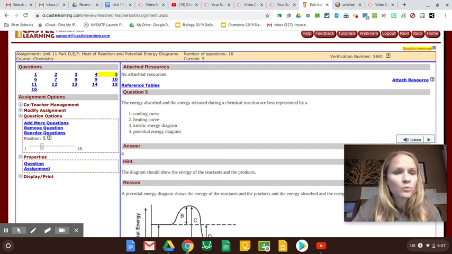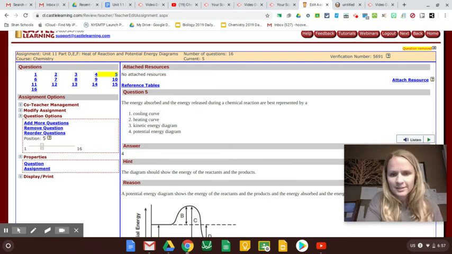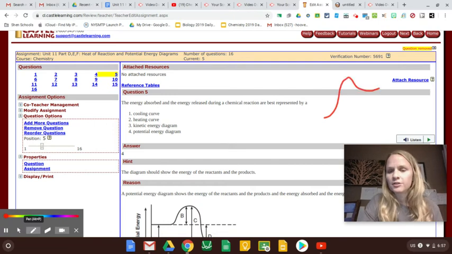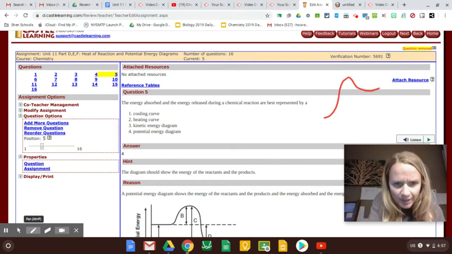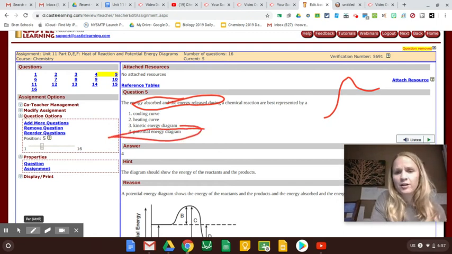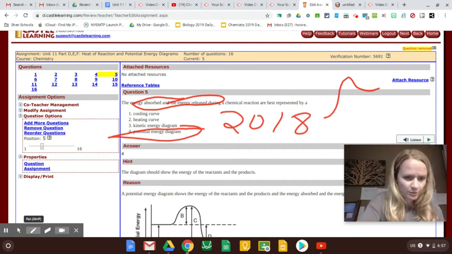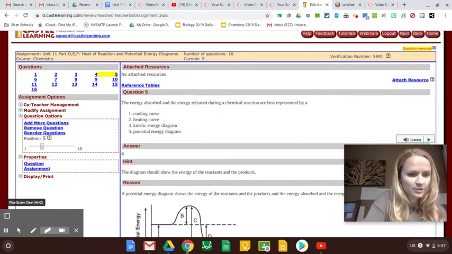Okay, so this is more help with Unit 11 Part D, E, and F CASTLE learning. So question 5 is kind of weird. Instead of showing you a potential energy diagram and asking you to tell them about the parts, it just says that the energy released and absorbed during a chemical reaction are represented by a potential energy diagram. And that question actually is from 2018, so it is pretty new. So you never know what kind of weird thing they'll ask. I wasn't really expecting that.